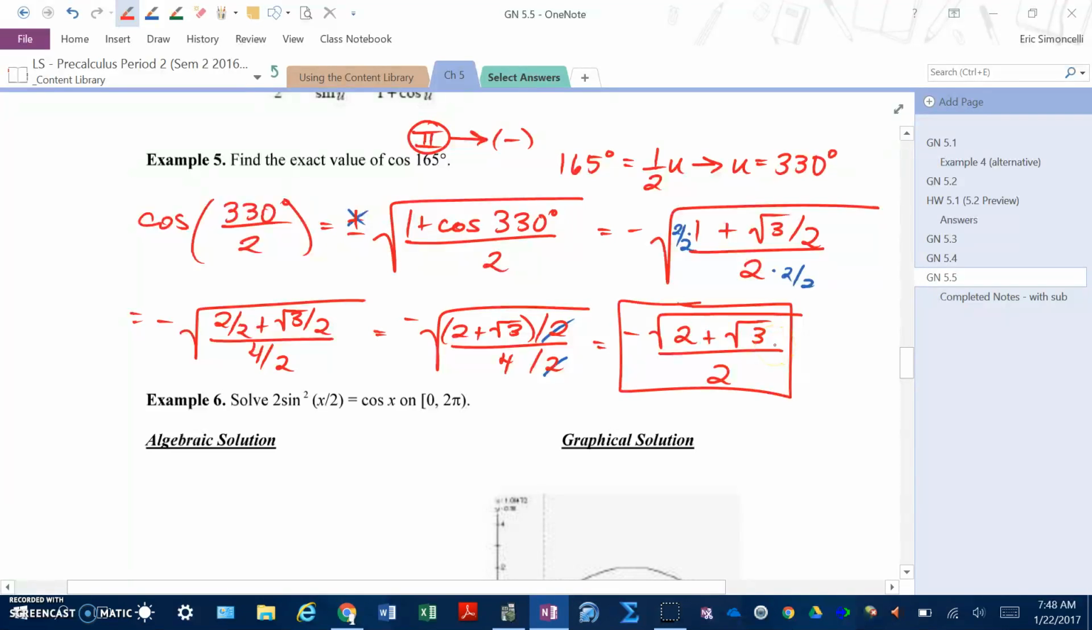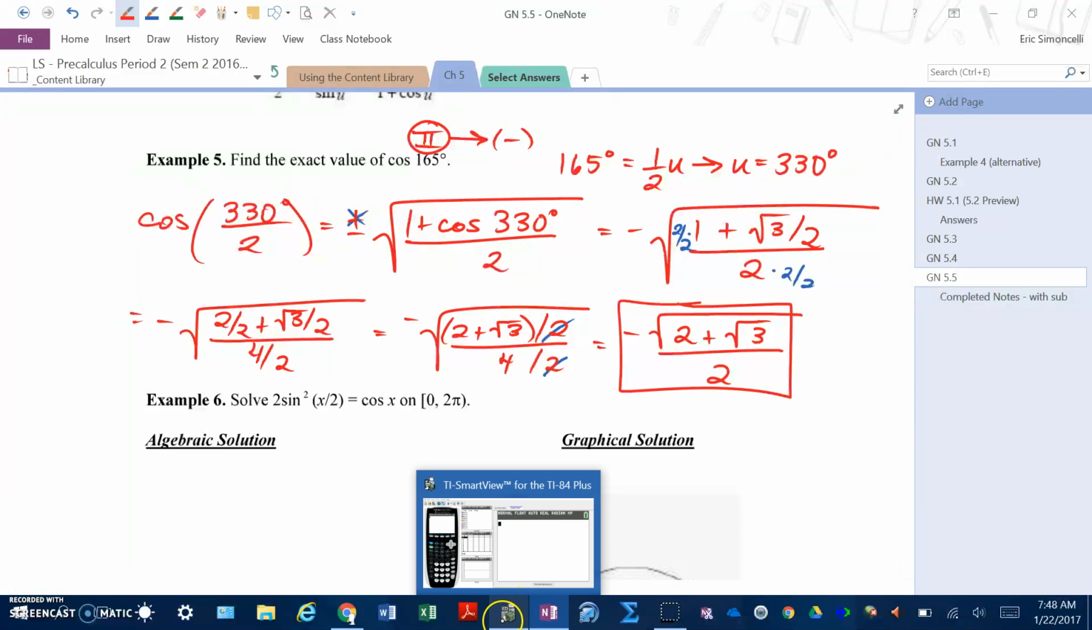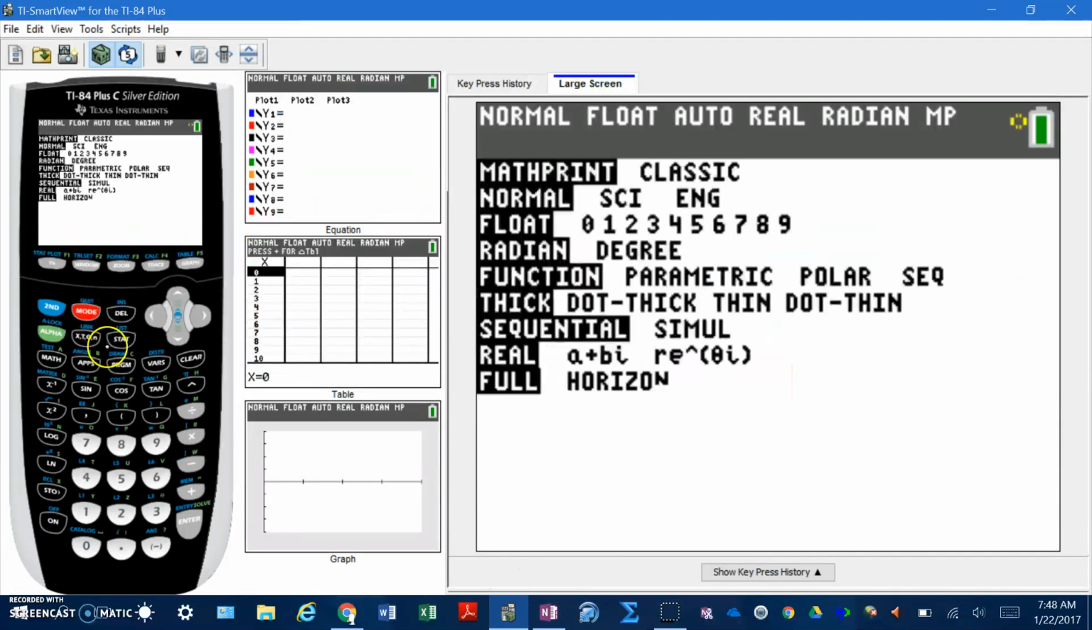We checked the answers in the past, so I'll do that quickly here. We'll do the cosine of 165. Make sure your calculator is in degree mode.